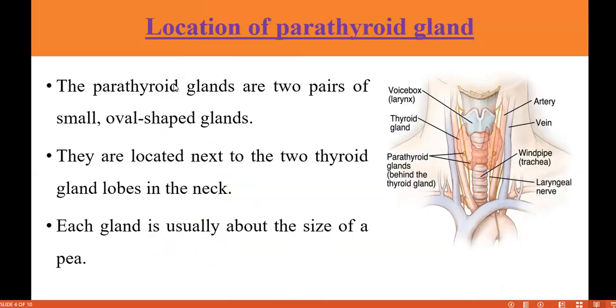First off, the location of the parathyroid glands. The parathyroid glands are two pairs of small oval shaped glands. They are located next to the two thyroid gland lobes in the neck. Here we have two lobes of the thyroid gland, and in those lobes we find the parathyroid glands. Each gland is usually about the size of a pea.